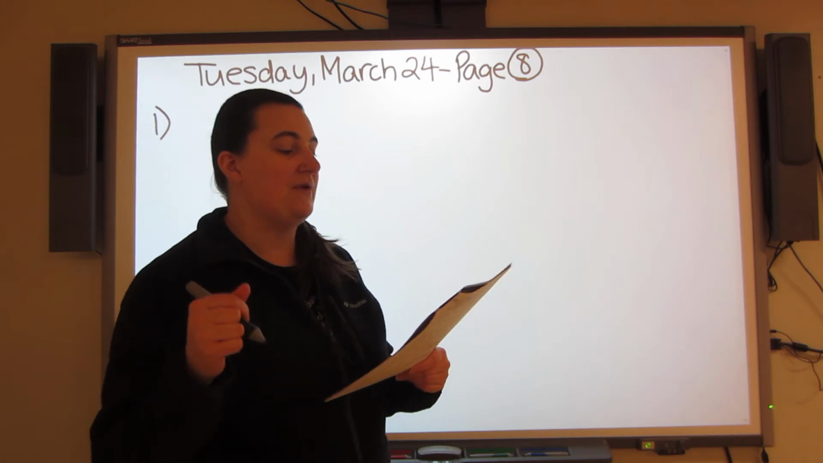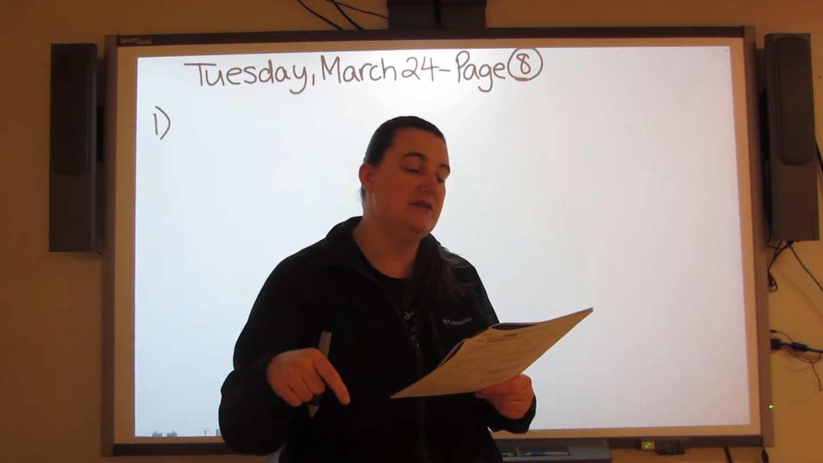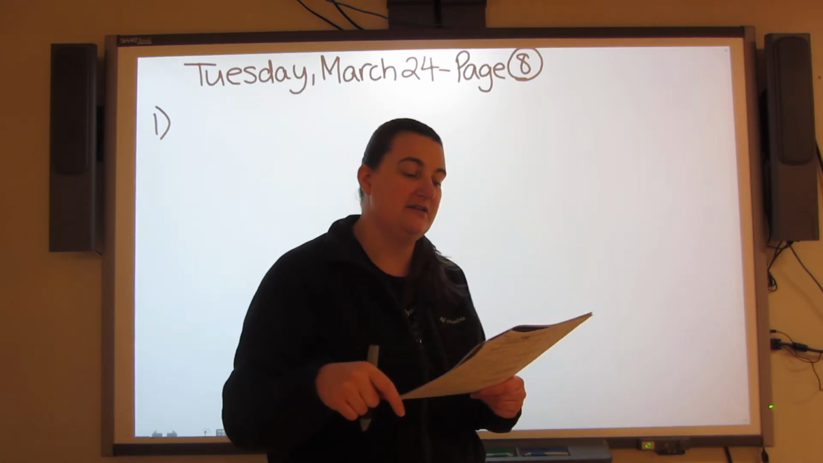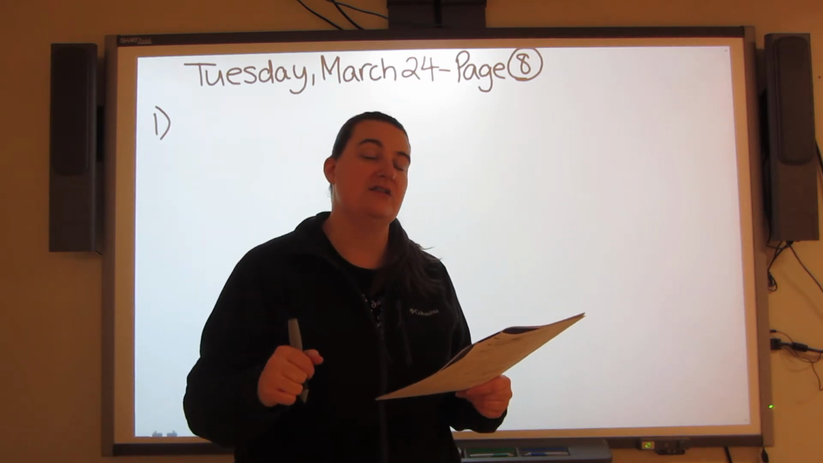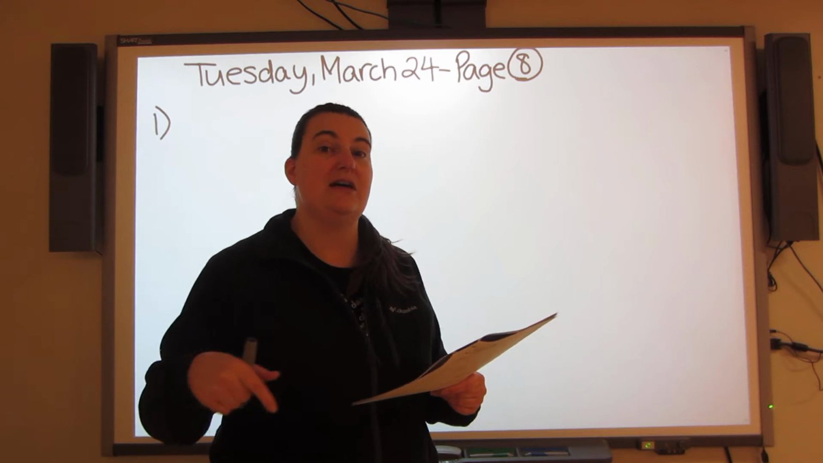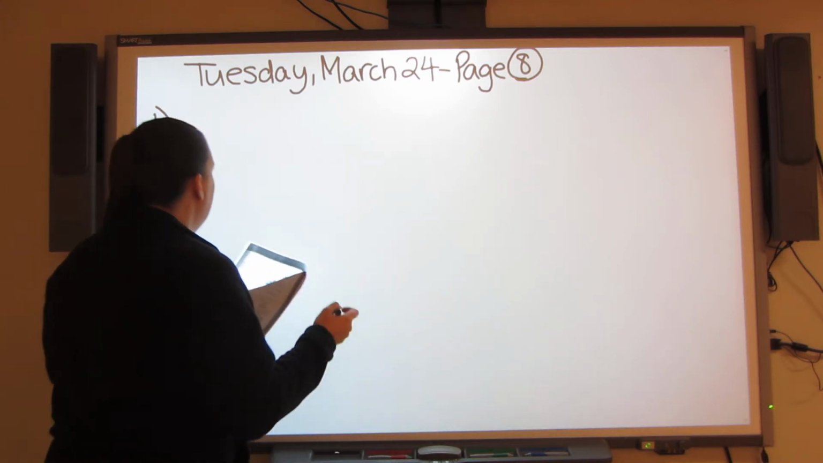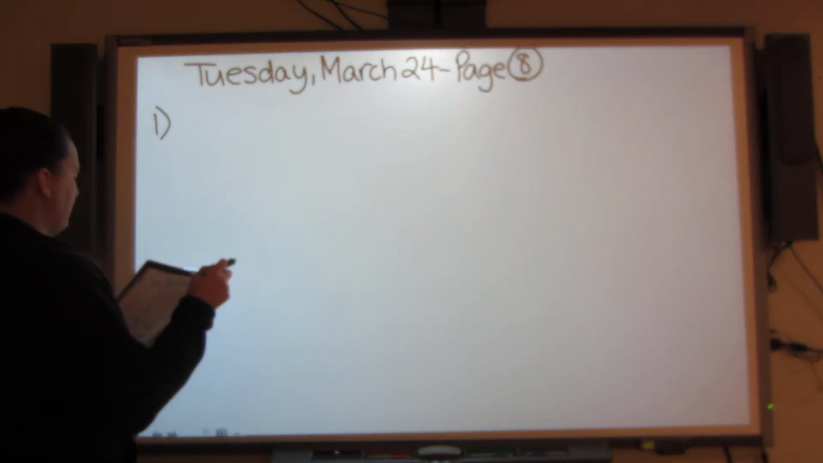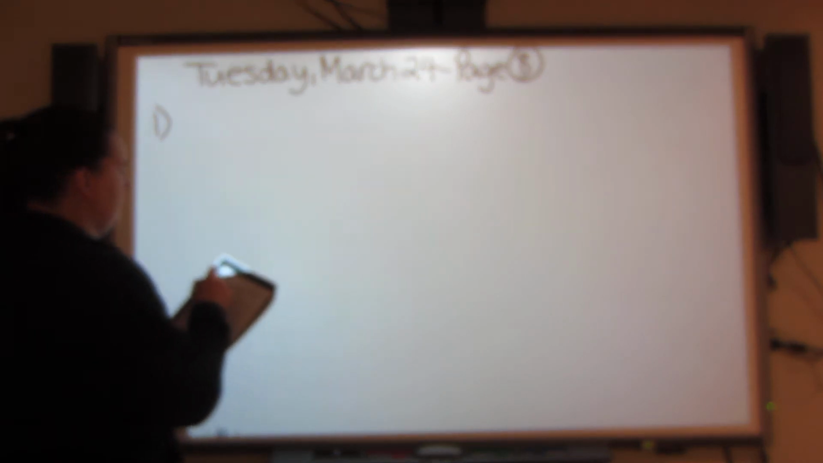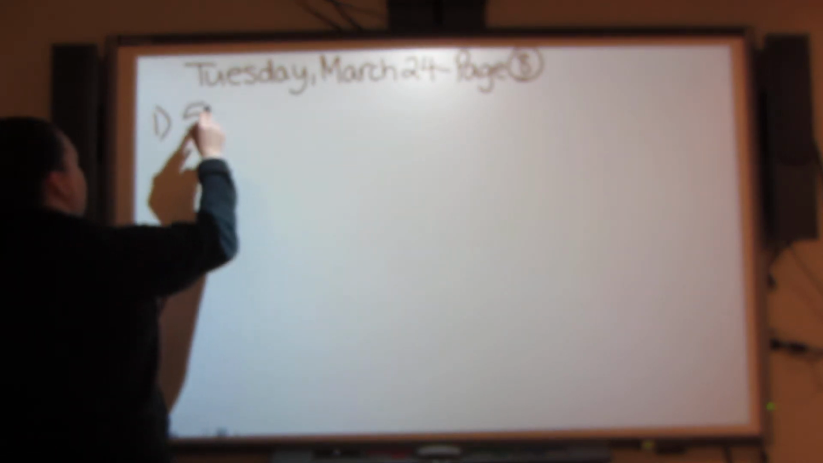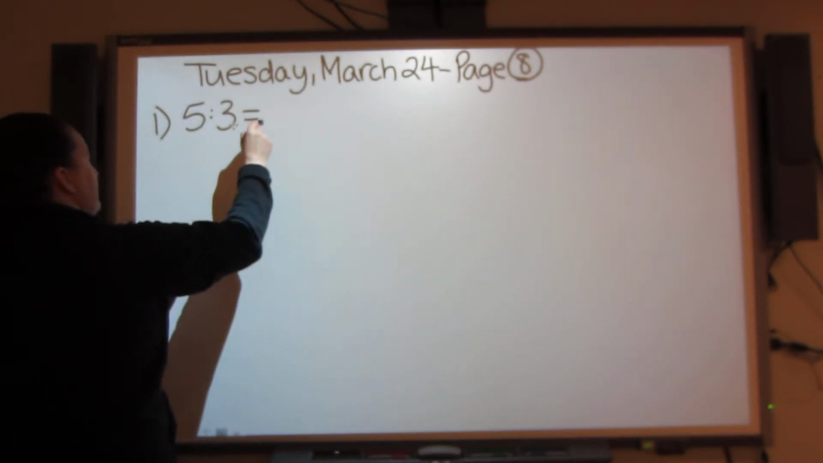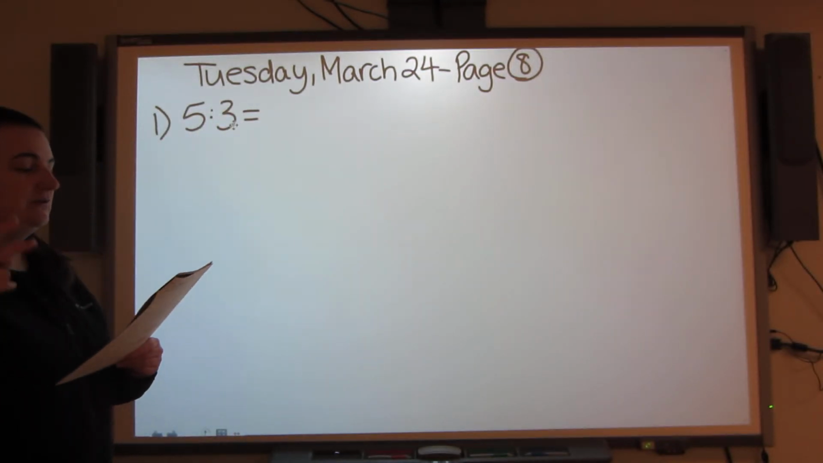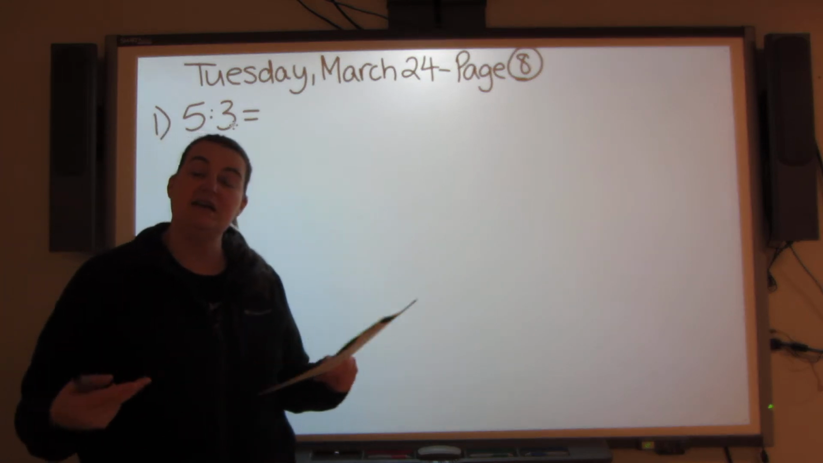Number 1, you write two ratios equal to the ratio of squares to triangles. So what you have to do first is figure out the ratio for squares to triangles and then write two more that are equal. So the ratio of squares to triangles, there are 1, 2, 3, 4, 5 squares. And there are 3 triangles. And then you need to write two ratios that are equal.